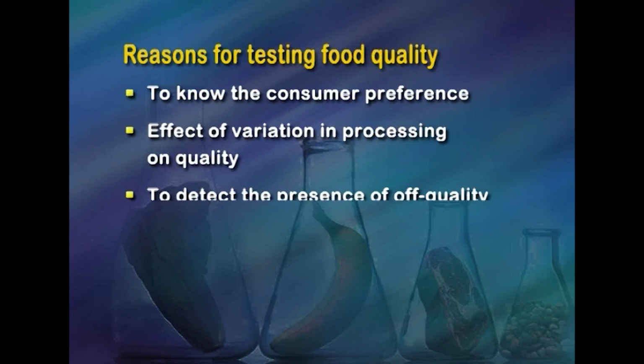It is also used to test the effects of storage and packaging on two originally alike samples but subjected to different storage environments, to detect the presence of off quality. Here, the panel members are usually trained to recognize and evaluate the standard flavors of food so that they can use their powers of discrimination consistently. Example, rancidity in fats and butter.